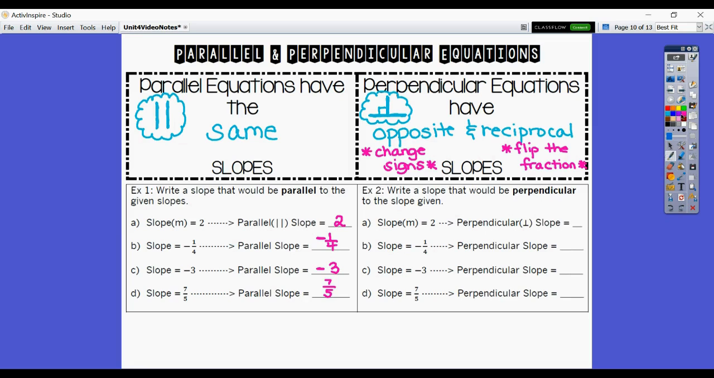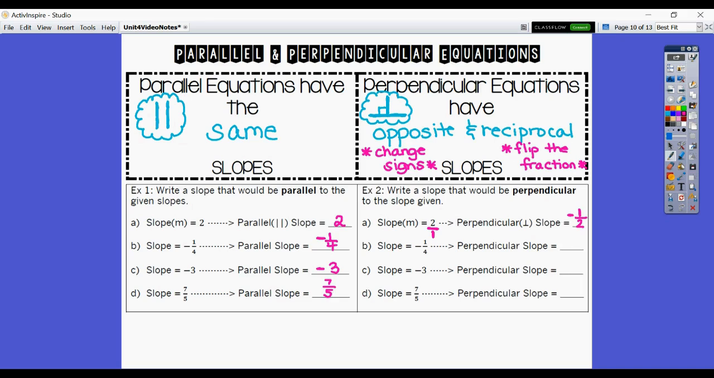If my slope is 2, I want to make that slope have a perpendicular slope. The first thing I do is I change the sign. It was a positive, so now it's going to be a negative. I flip the fraction. If there's no fraction, you put your whole number always over 1, and then you would flip that to 1/2. Again, the negative can go to anything. I put it to the numerator.